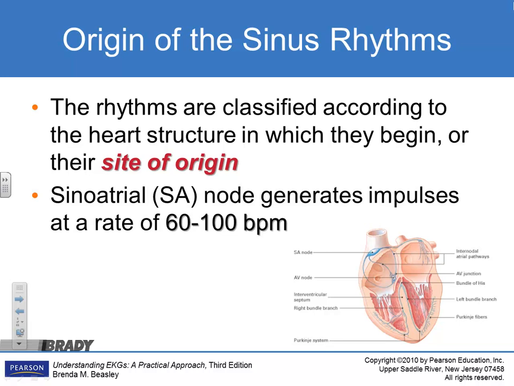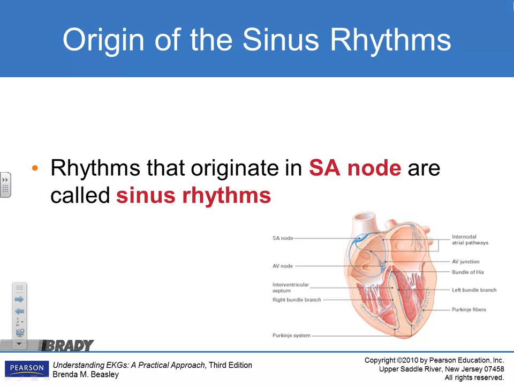What's the default rate for the sinus node? 60 to 100. When I say default rate, that means what's its normal rate. What's the default rate for the AV node? 40 to 60. How about the default rate for the bundle of His? 20 to 40. And that's important, so make sure you remember all those.